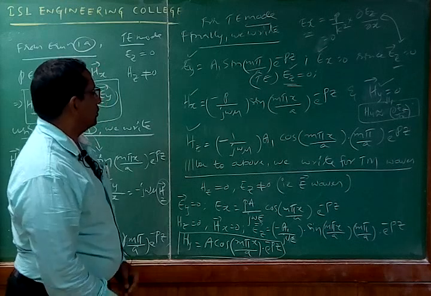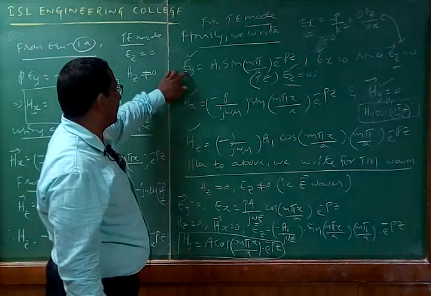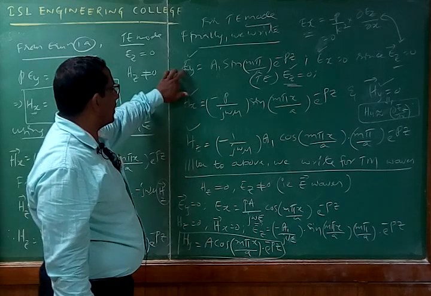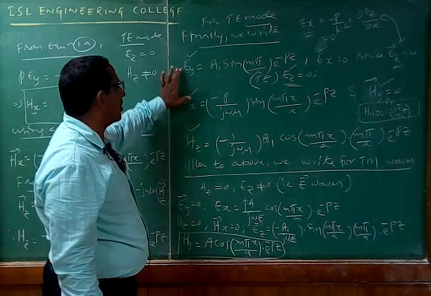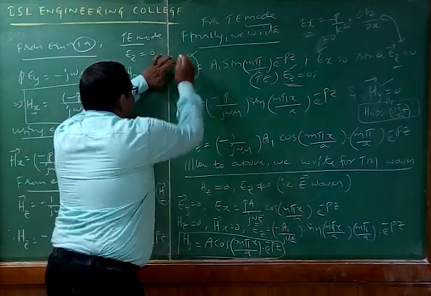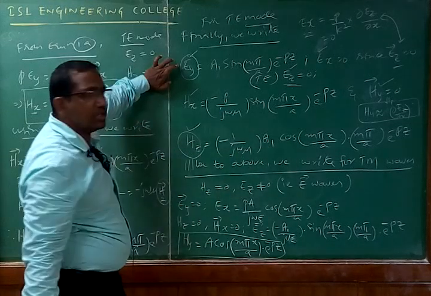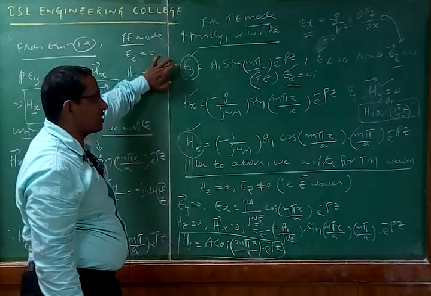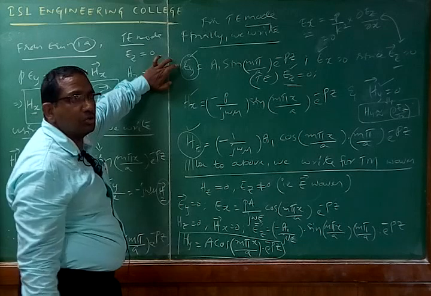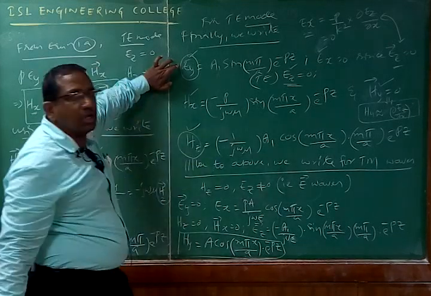Next is the Ey component, the electric field component. What is important is the magnetic field component. If you observe this carefully, the electric field component and the magnetic field component are opposite to each other. That means both are orthogonal, perpendicular to each other. That is what we normally get over here.